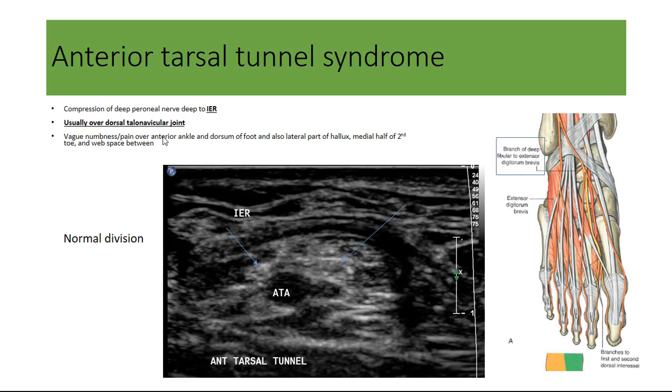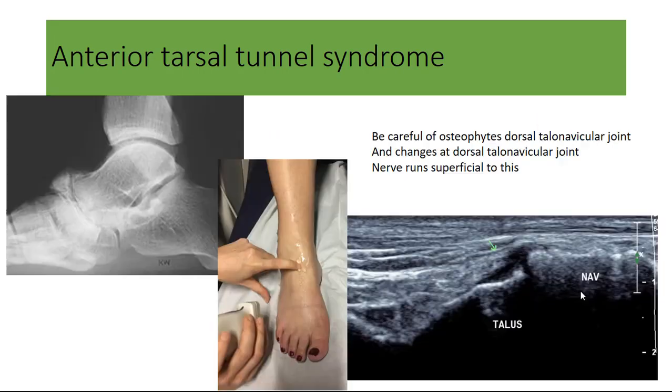And remember, we looked at the dorsal talonavicular ligament before, so it's in that area that we're going to be looking. We're going to get numbness in the area where that peroneal nerve innervates. So remember, it's between the first and second toes, basically, and all in here, which is where it runs to. This is it coming and emerging here. The anterior tarsal tunnel will happen, as I said, over the dorsal talonavicular ligament, which is about this point.